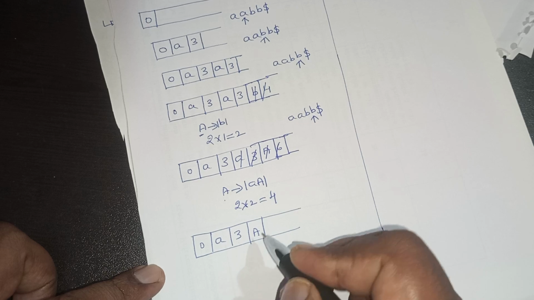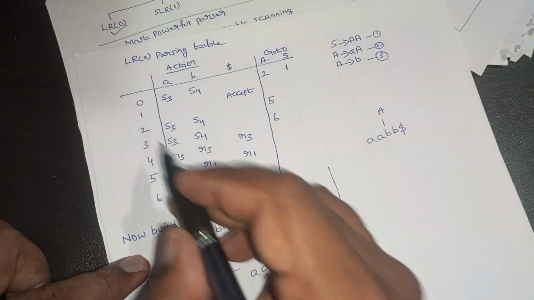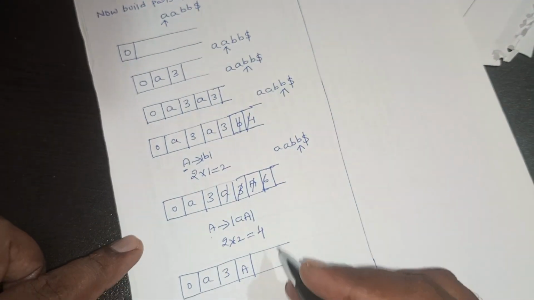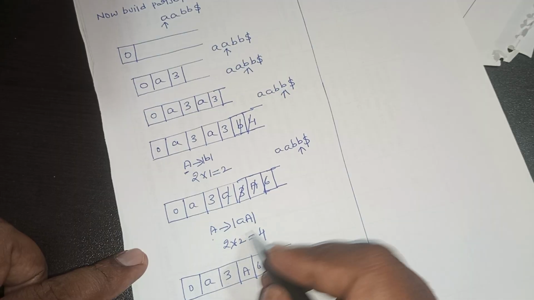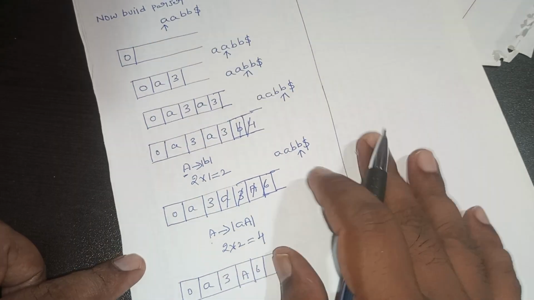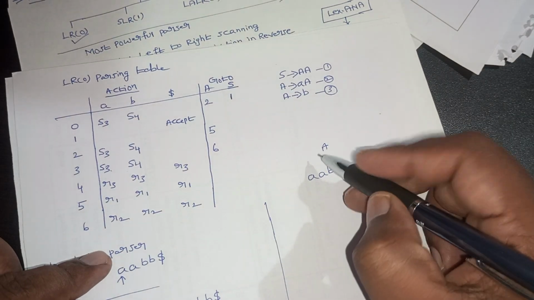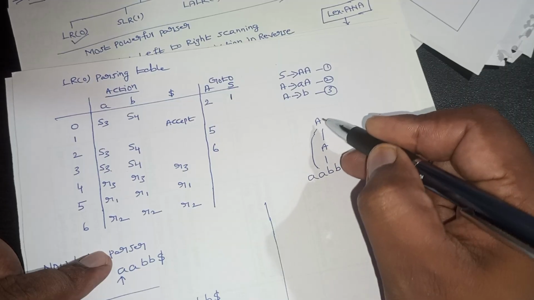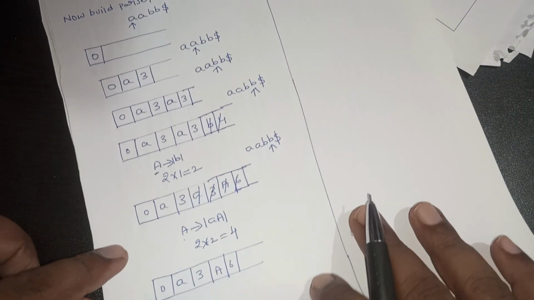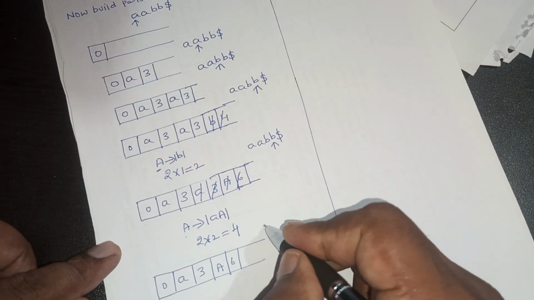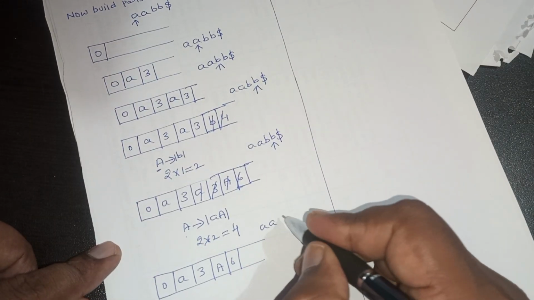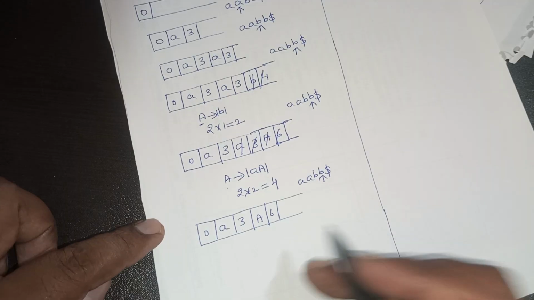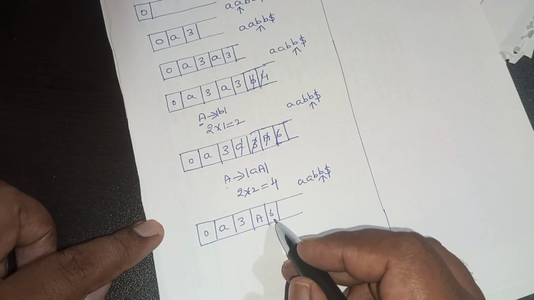Again, what is 3 on A? 3 on A is 6. That 6 you have to push into the stack. Now tell me what I want to reduce. Reduce AA. This is the actual output. Now the string is A B dollar.